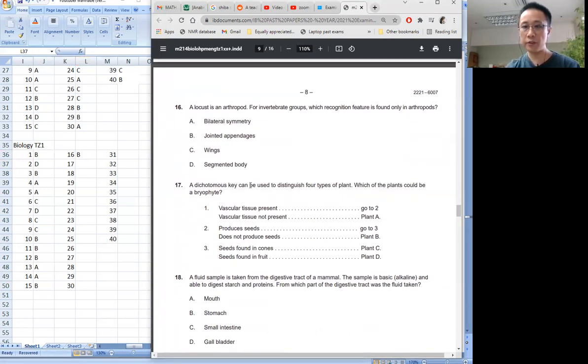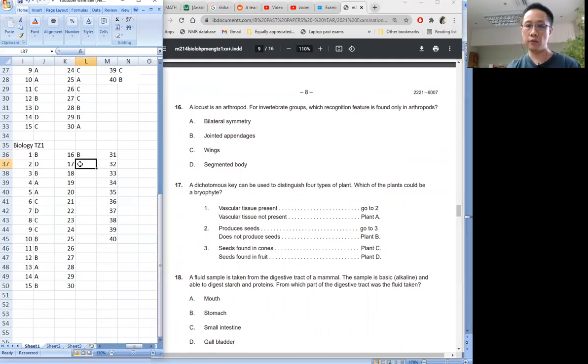17, a dichotomous key can be used to distinguish 4 types of plants. Which of the plants could be a bryophyte? So this is a moss, and mosses don't even have vascular tissues, because fern, conifers, and other flowering plants are the other 3 classes that you have to know for IB. The mosses do not have vascular tissues.